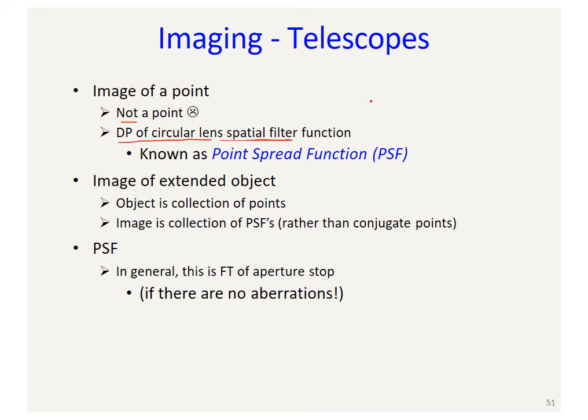When we have a point object, which mathematically we would write as a delta function, and we input that to an imaging system, then the output is known as the point spread function. And we're going to use for that the coordinates x, y, which are the coordinates of the image plane.